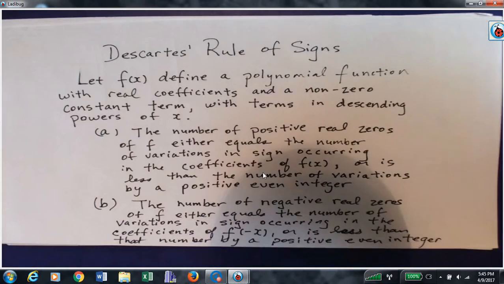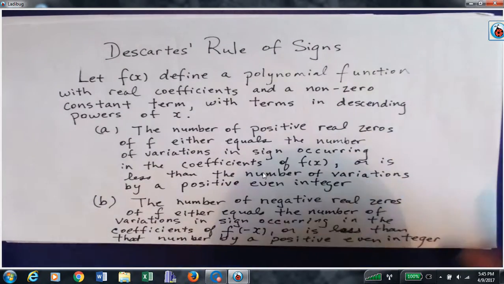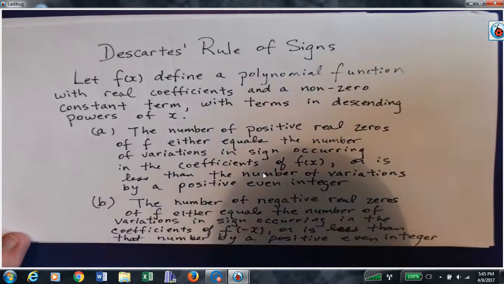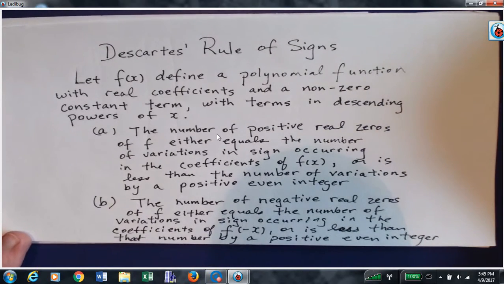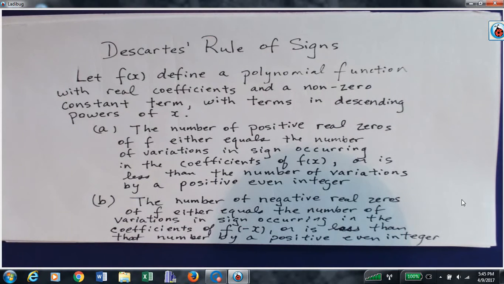Today we're going to be looking at Descartes' rule of signs. So I've got the rule written down here. And what it says is, let f of x define a polynomial function with real coefficients and a non-zero constant term, with terms in descending powers of x.